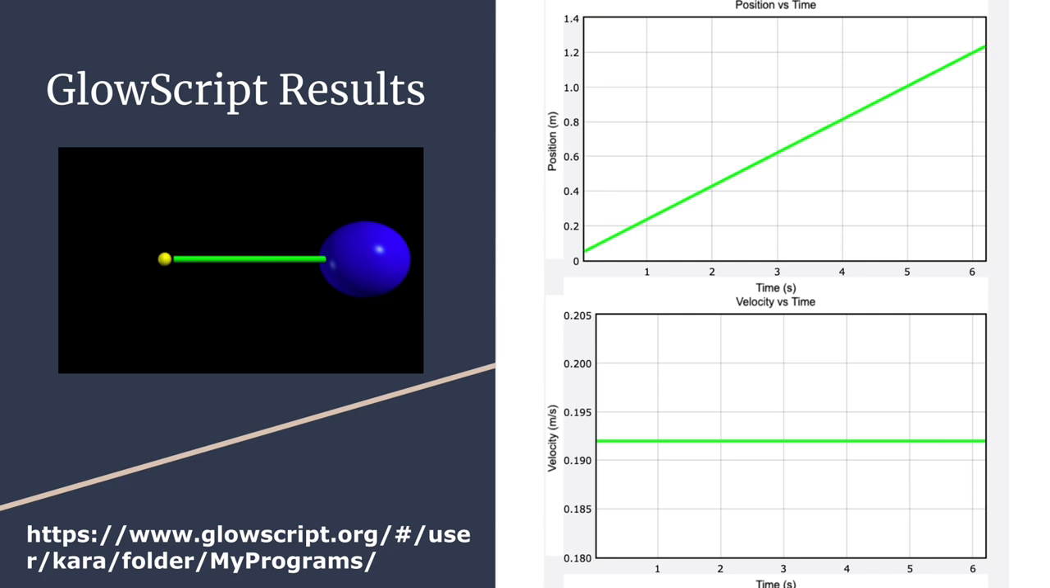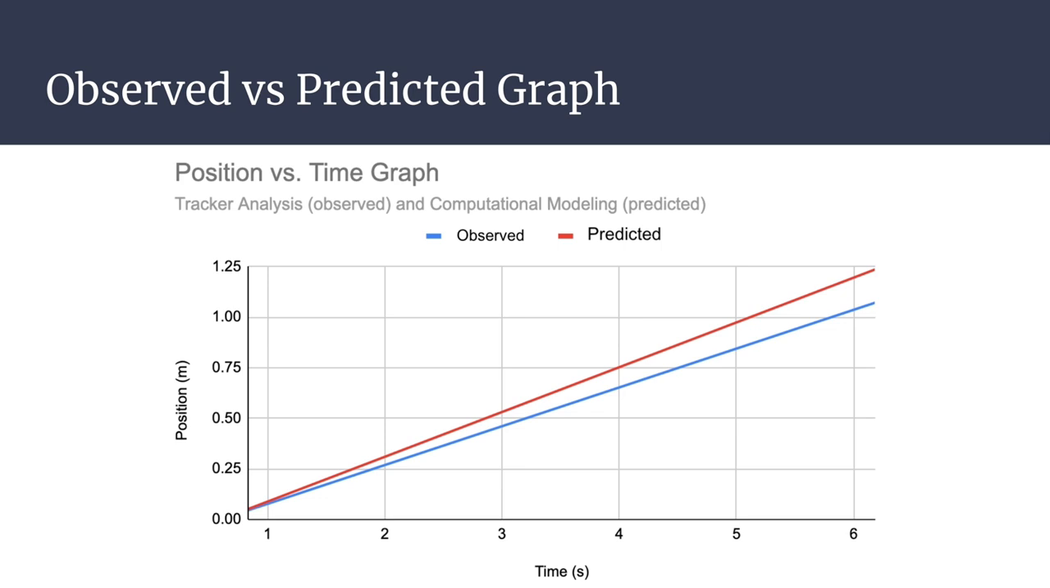There's also a visual model it produced that shows a ball rather than a can, but moving in the positive x direction. Here's the position versus time graph, which compares both the observed and predictive graphs. Here you can see the tracker analysis is the observed and the computational modeling is the predicted.